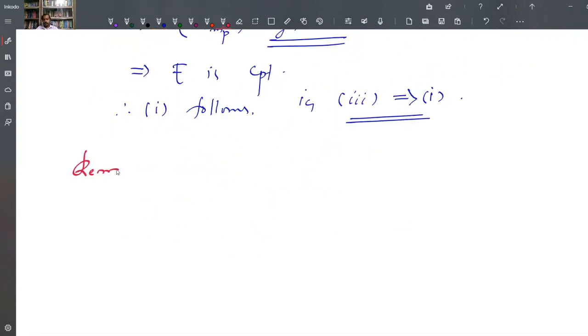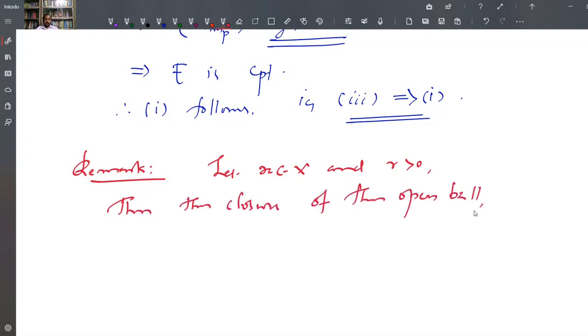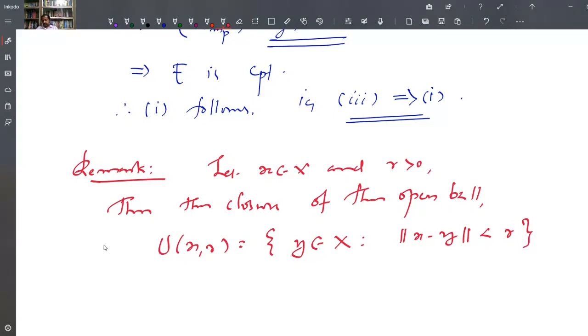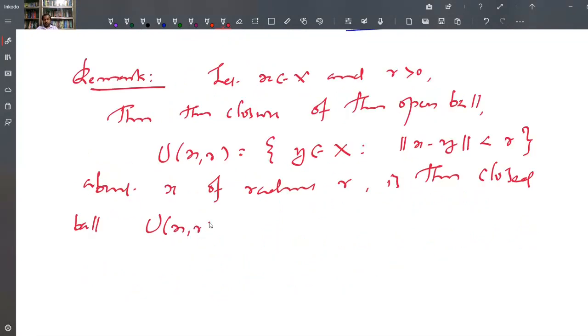Now we have a remark. Let x belong to X and R greater than 0. Then the closure of the open ball U(x,R), which is the set of all y in X such that norm of x minus y is less than R, about x of radius R, is the closed ball. U(x,R) closure is equal to the set of all y in X such that norm of x minus y is less than or equal to R.